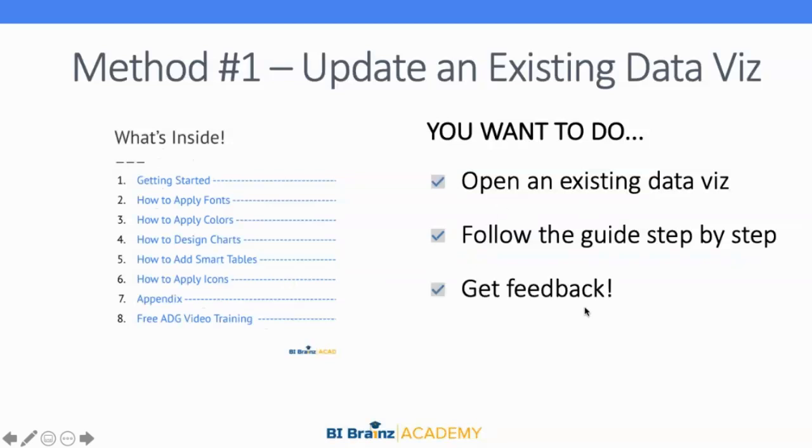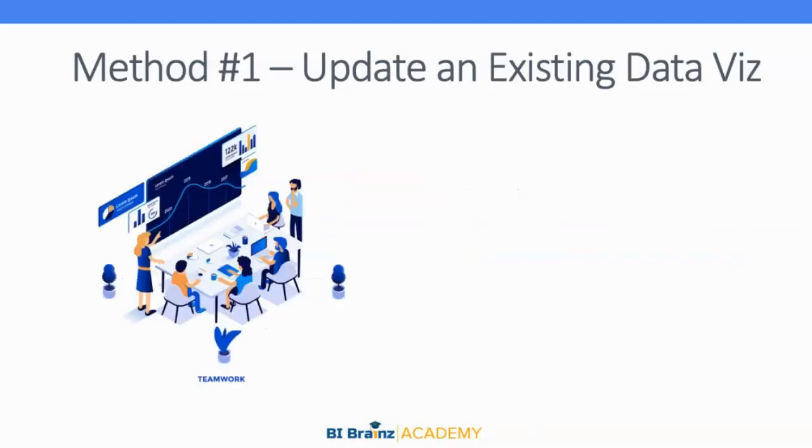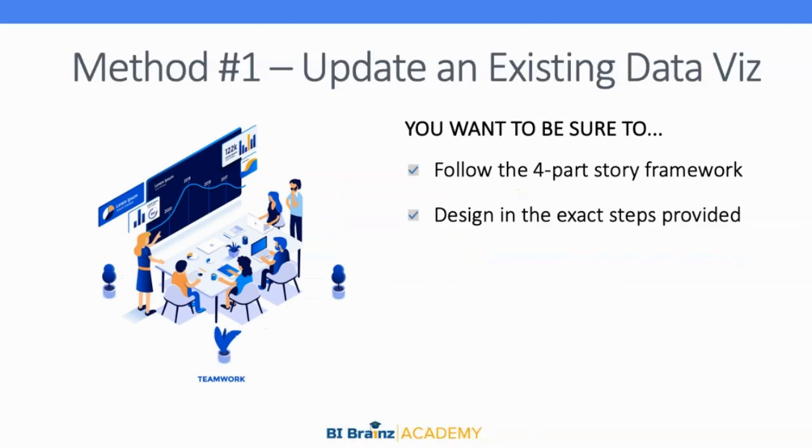So pop open a data viz, follow the steps, and then once you transform your visualization, you want to get feedback. Now, here's the deal with this. As you're doing this and talking to users, you'll notice that you are following our 4-part story framework. If you pop open the Analytics Design Guide and follow it step by step, you'll see the 4-part story framework, which includes a goal, the KPIs, the trends, and the actions. Design in the exact steps provided, and then repeat this on another data visualization, okay? I want to make this really simple.